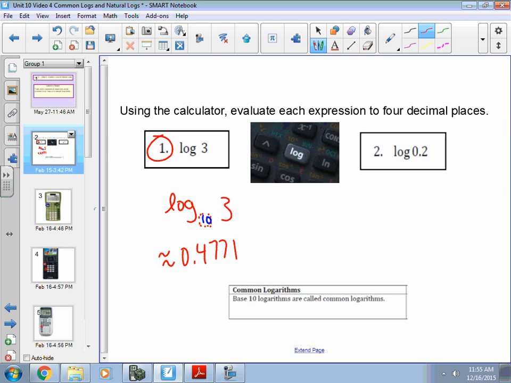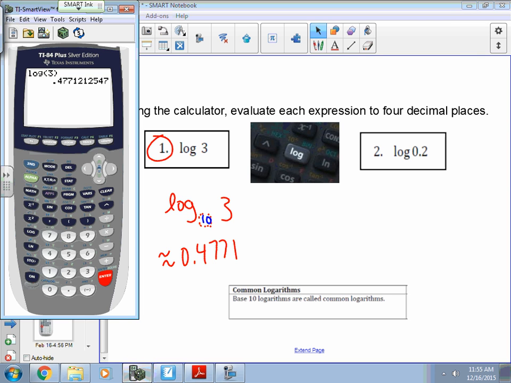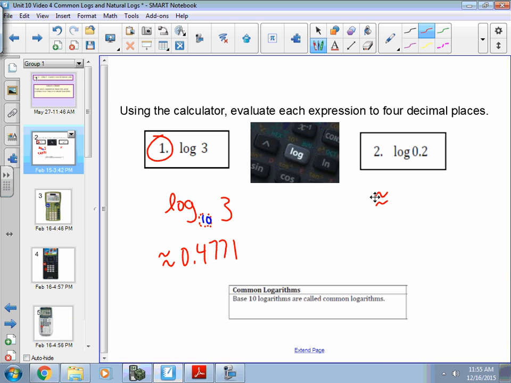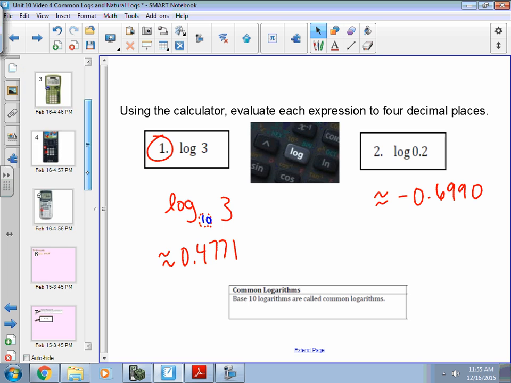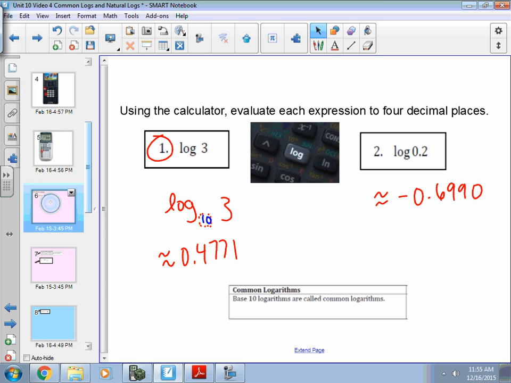Okay, why don't you pause it quick, try log of 0.2 and see what you get for that one. All right, if you do that, again, hit your log button, 0.2, hit equals, and that should come out to be about, to 4 decimal places, negative 0.699, and if we round it, it would be negative 0.6990. Okay, so that's using common log, and that's where you find it on the calculator.